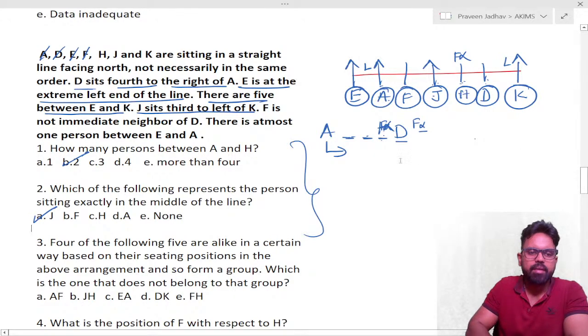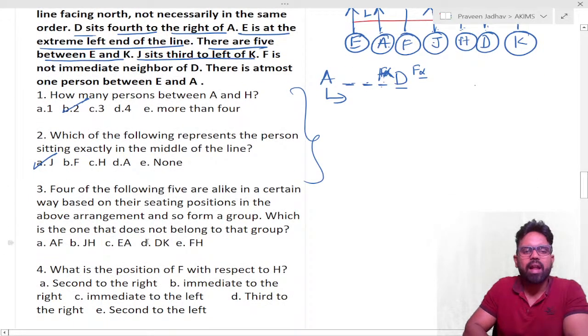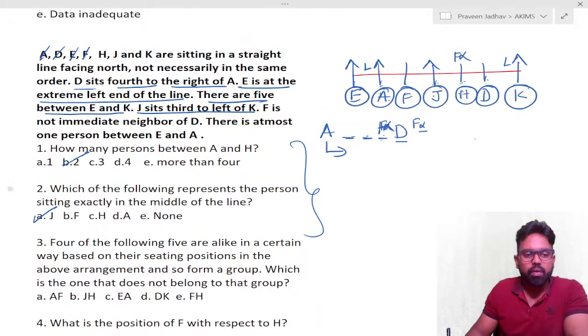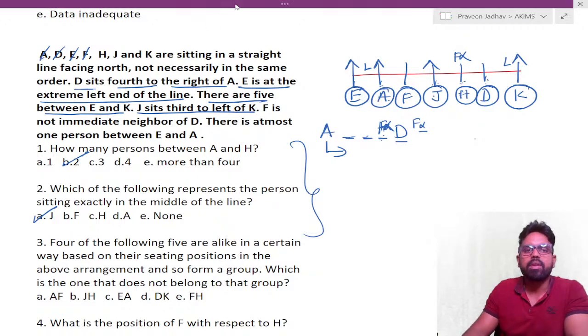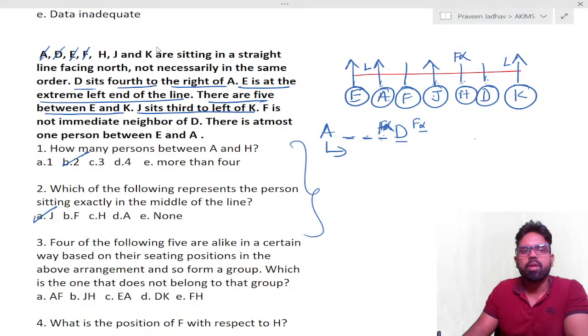Yeah, easy. Four of the following five are alike in a certain way based on their seating position in the above arrangement. So form a group. Which one of them does not belong to that group?